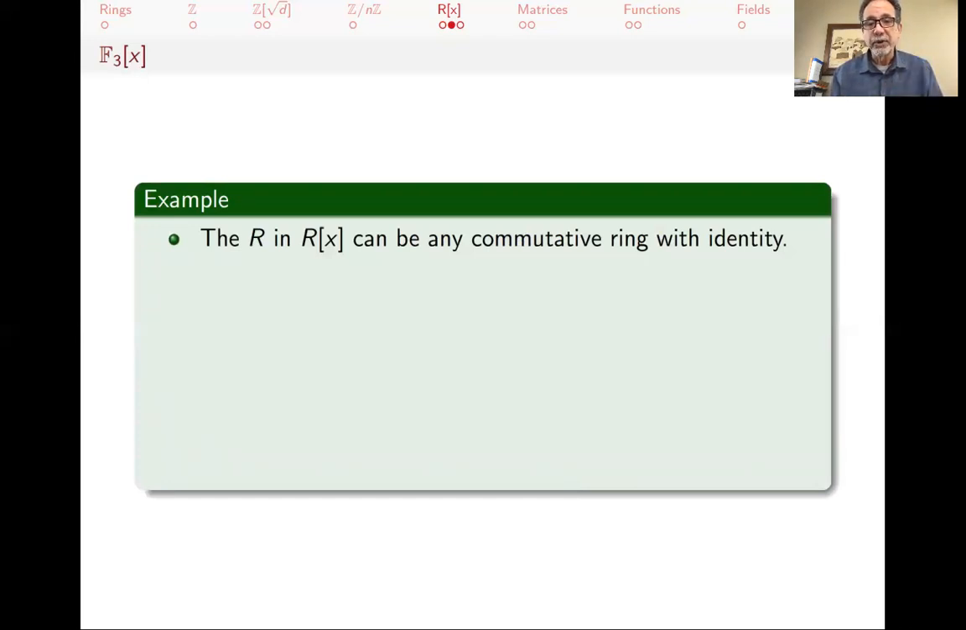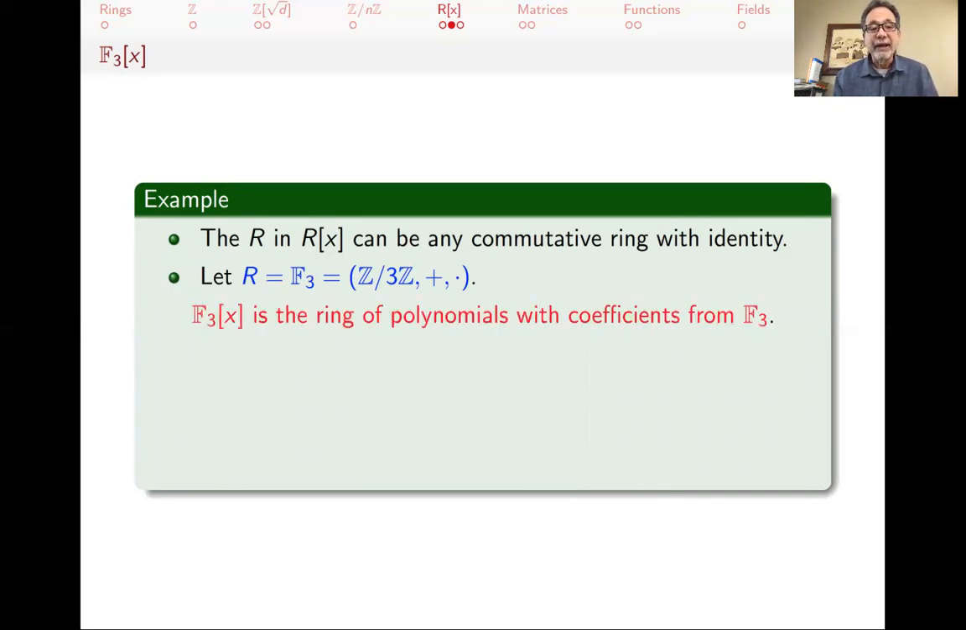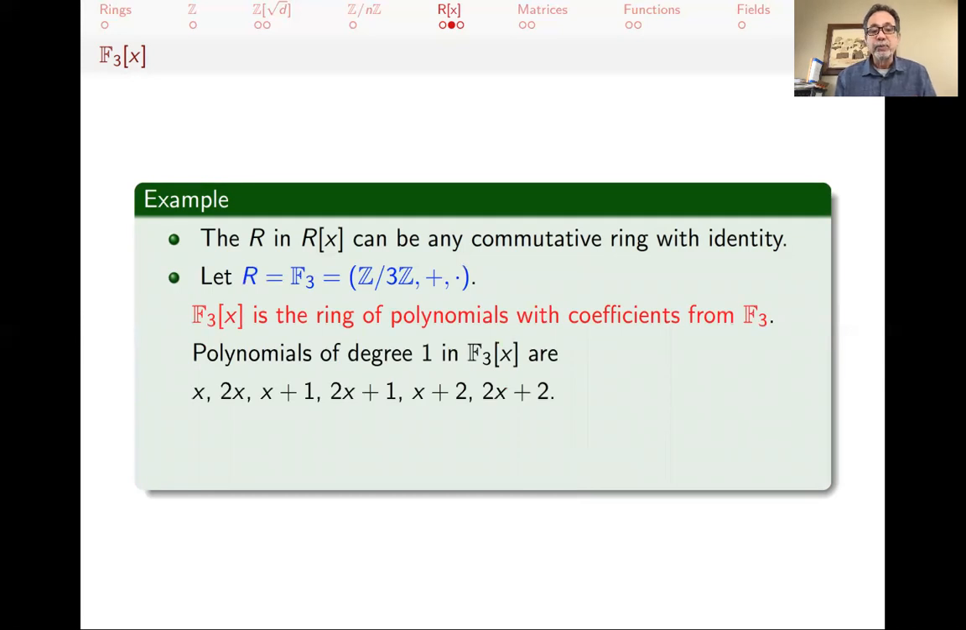Now, the R in this R[x] can be any commutative ring with identity, and I'm going to give you two examples of that. For example, you can take R to be Z mod 3Z, the thing that I called F3, the field with three elements. Then we have the ring of polynomials with coefficients from F3. F3 has three elements, 0, 1, and 2. So if I ask you what the polynomials of degree 1 in F3[x] are, they will be only these: x, 2x, x plus 1, 2x plus 1, x plus 2, and 2x plus 2.